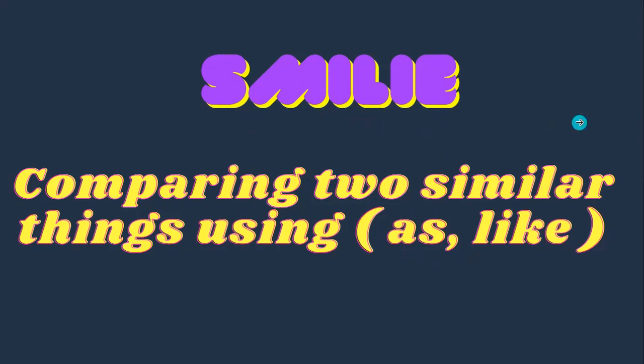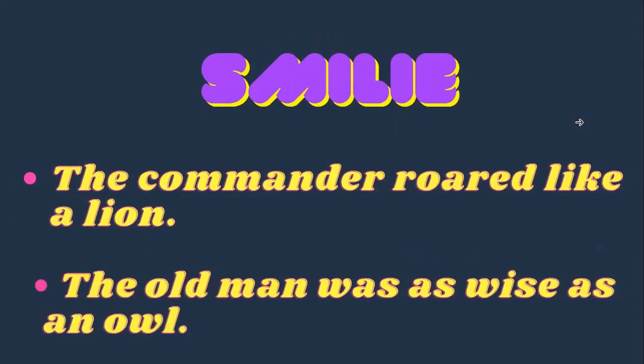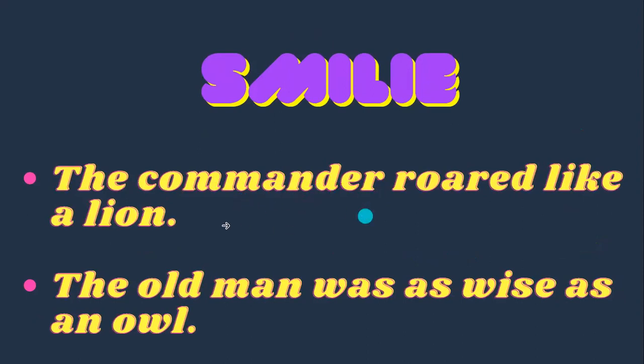Let me give you an example here. The commander roared like a lion. Here the word like, and here the word as: the old man was as wise as an owl. Because the words like and as are here, you will say that this is definitely a simile. Here they are comparing a commander to the lion to show us that his voice while shouting was very loud, like when the lion roars.